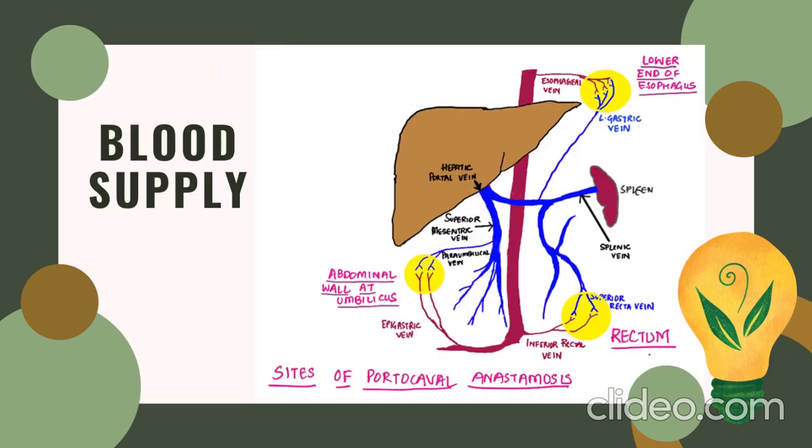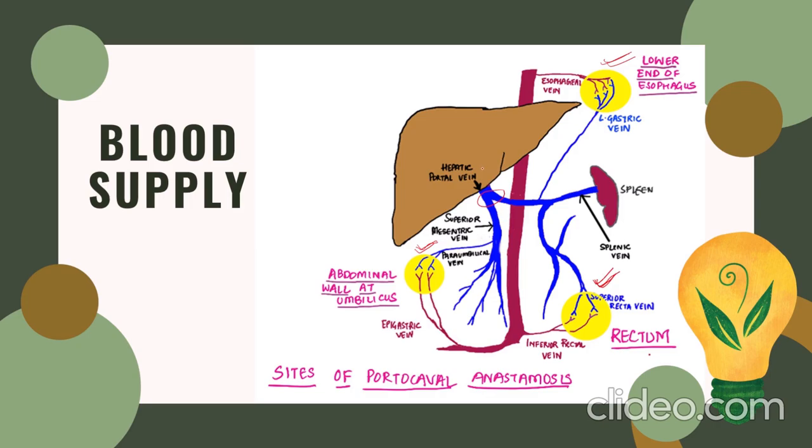So the next thing you need to know is something called portocaval anastomosis. The portal vein drains, we know, the intestine, and also parts of the esophagus and the stomach. And there are 3 places where even the inferior vena cava directly drains the blood. So these areas are called portocaval anastomotic sites. The first one is at the abdominal wall, around the umbilicus. The next one is at the lower end of the esophagus, and the third one is at the rectum. There are 2 more, but these are the 3 places where it is clinically significant.